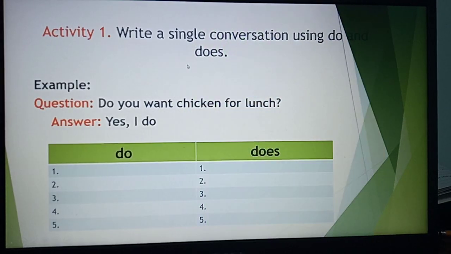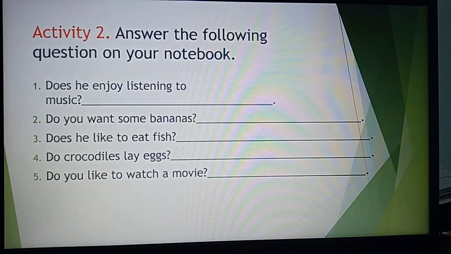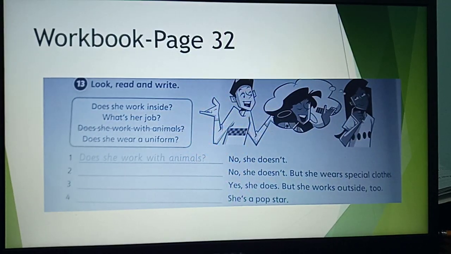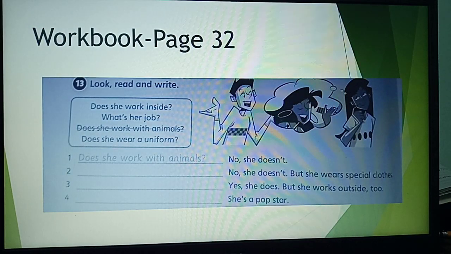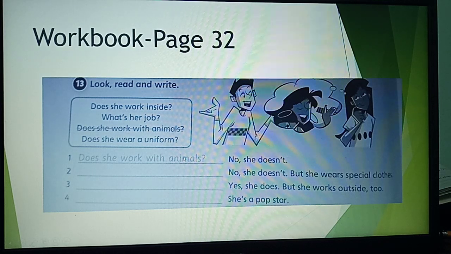So for activity 1 and activity 2, you are going to write this on your notebook. Write the question and then answer it on your notebook. And then last activity, this is on your workbook, page 32. You are going to answer 2, 3, and 4. Follow number 1. Number 1 is the example. You choose your answer inside the box.